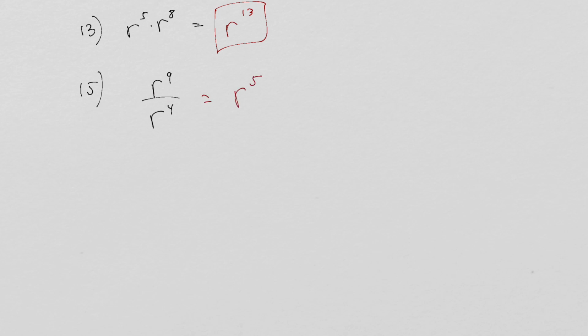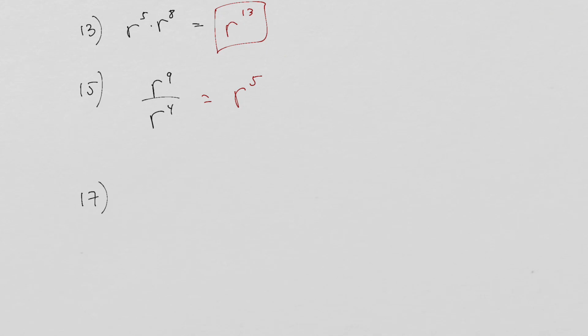Number 13 is r to the 5th times r to the 8th, where the base is the same. And we get r to the 5 plus 8, which is 13. Number 15. You have r to the 9 over r to the 4. When you're dividing, you're subtracting the exponents. 9 minus 4 is 5, so this is r to the 5.